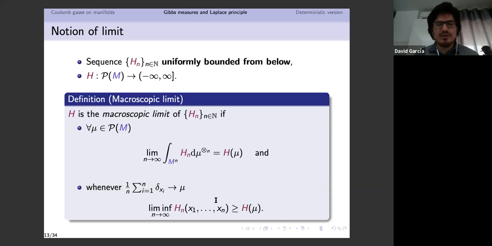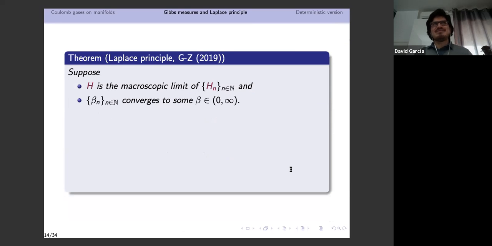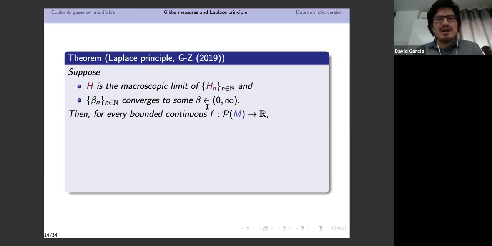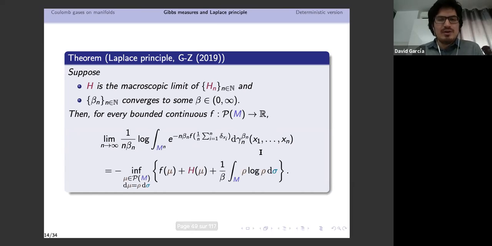Okay, so these are the only two important properties, and they will tell us how the Gibbs measure will behave. So we have this H that is the macroscopic limit of Hn. We have a sequence beta n that converges to some beta, positive and finite. And then for every bounded continuous function f on the space of probability measures on M, we have this relation. This is a long relation.